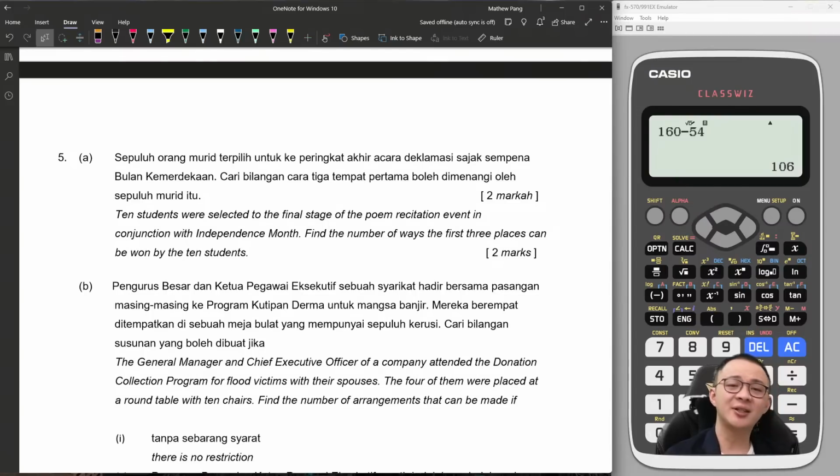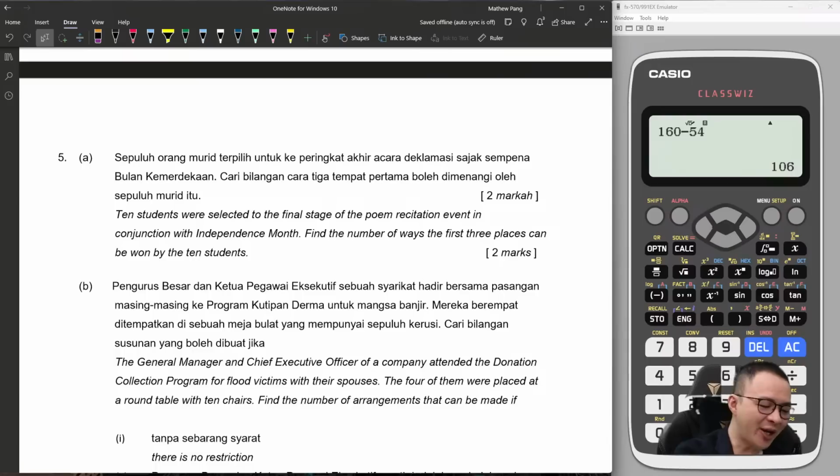Okay, so because I have 10 students, I want to choose 3 students to take the first, second, and third prize, or first, second, and third place. Then these 3 people, I can still arrange them, because one of them might get the third, one might get the second, and one might get the first. But we do not know who that is. So therefore, these 3 persons, we can arrange them.